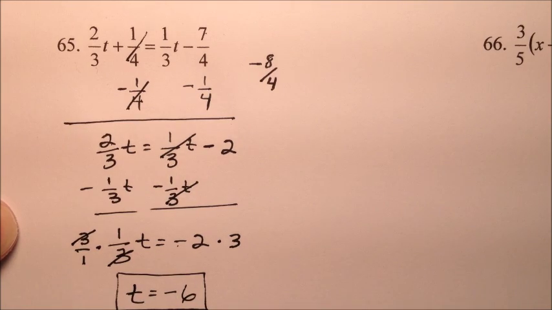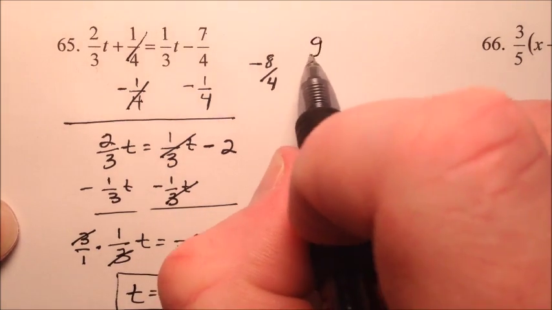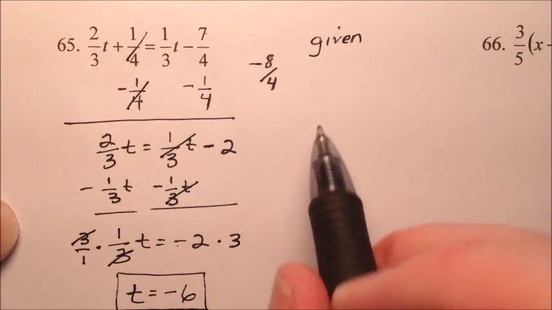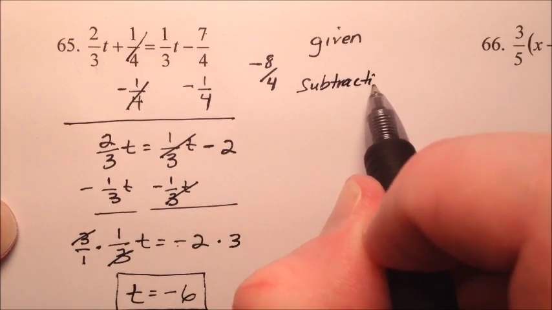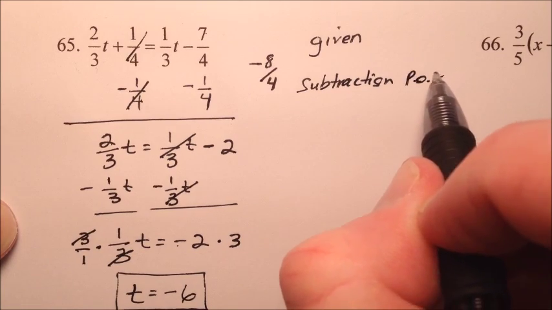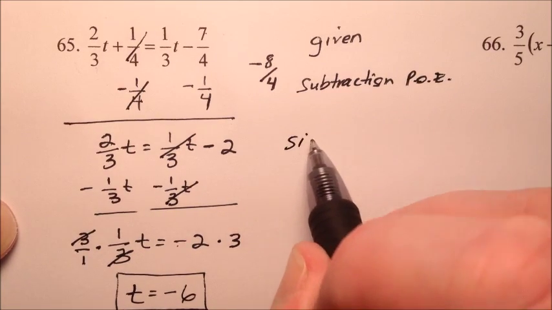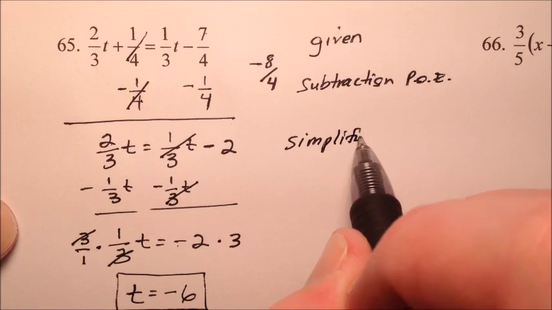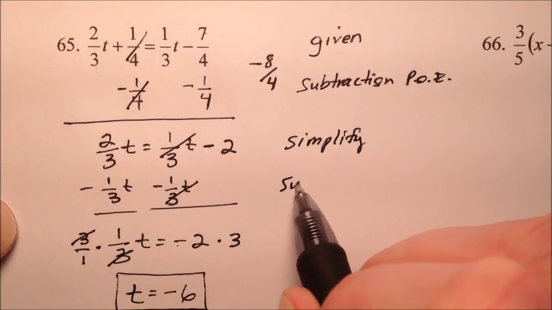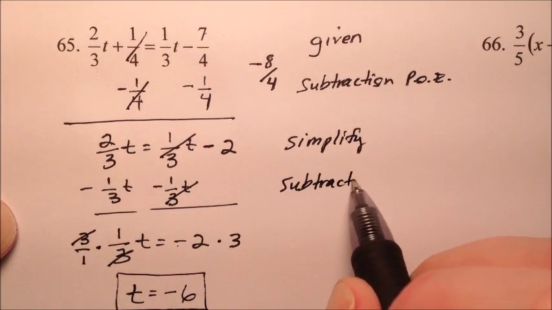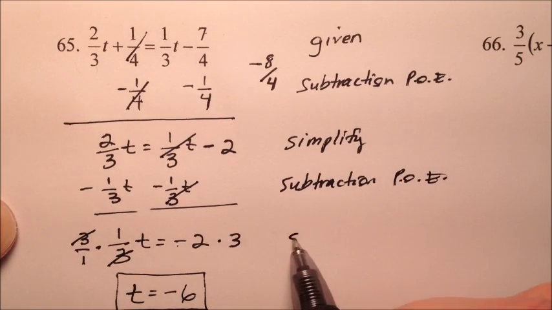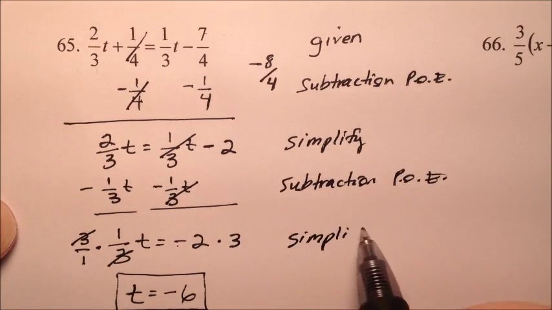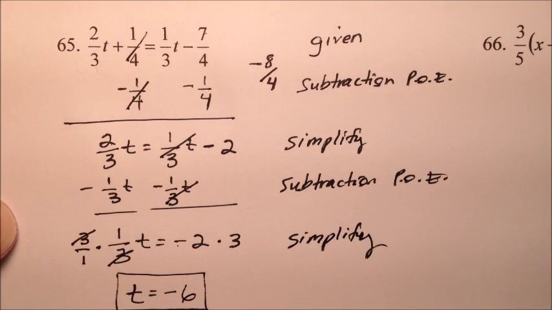So let's look at the steps that we use to solve this. The first guy is given. Then we use the subtraction property of equality. And then we use simplify. Then we used once again the subtraction property of equality. And then we used simplify. And our solution was t equals negative 6.